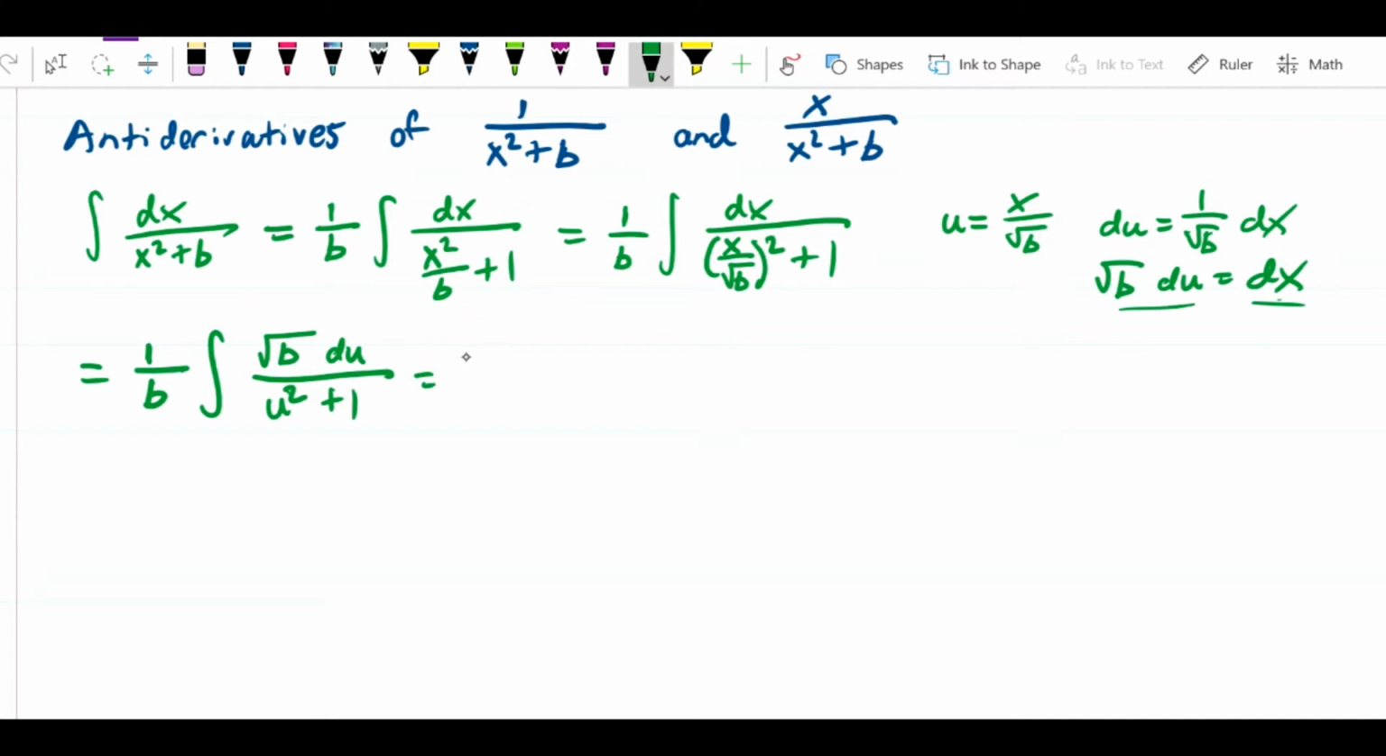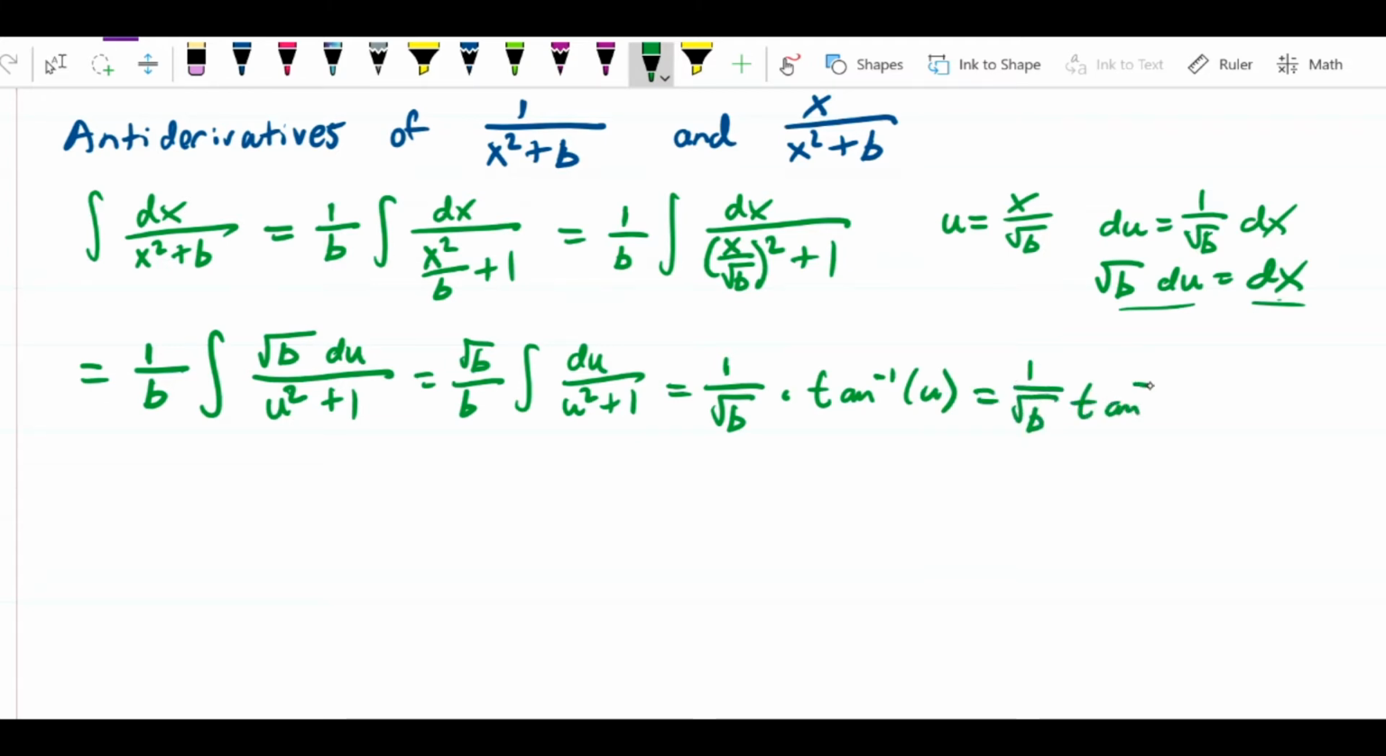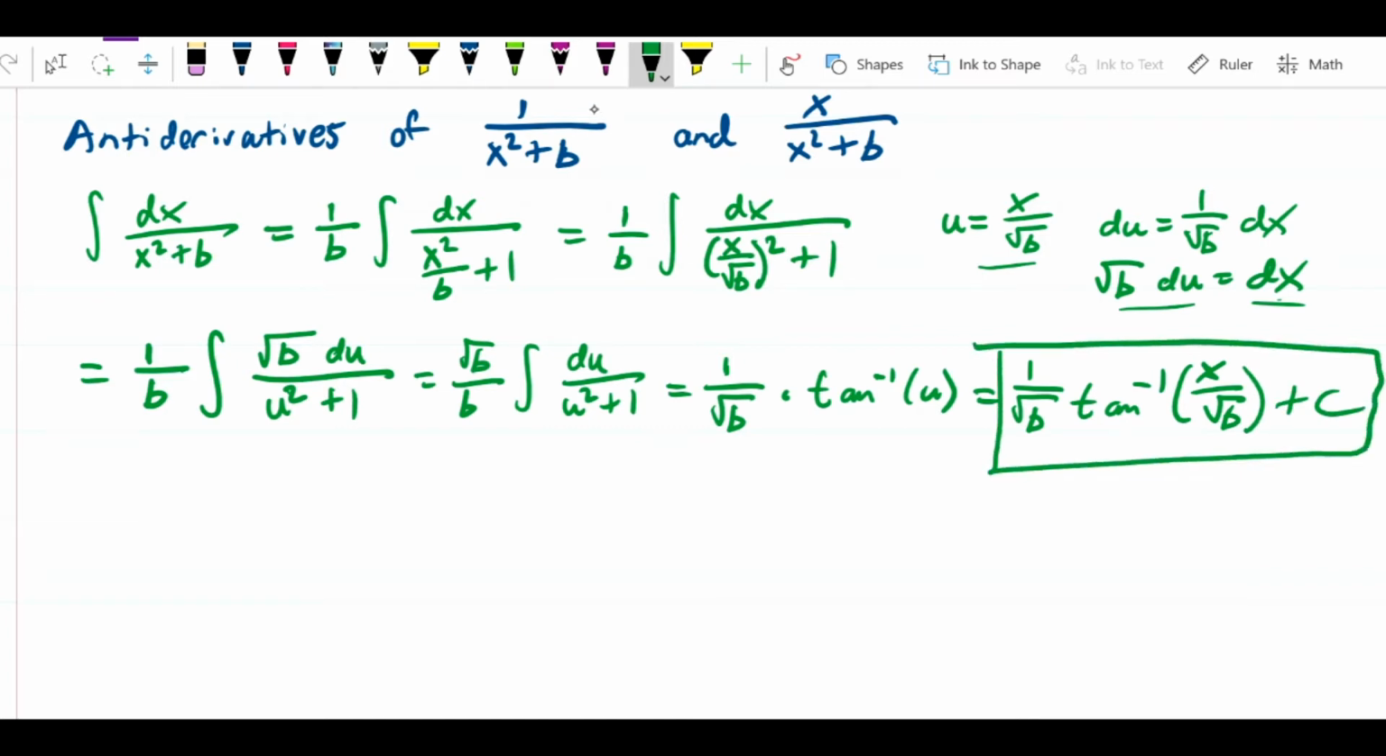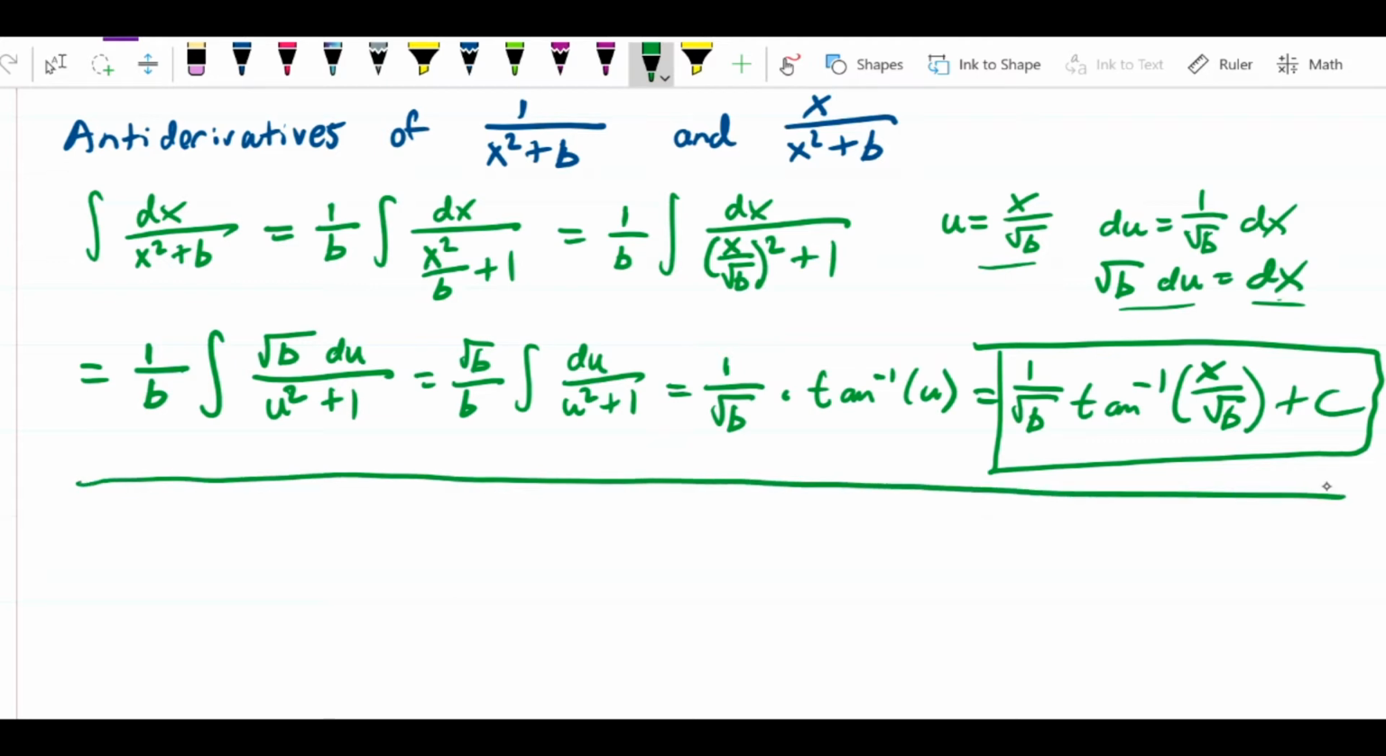This is equal to root b over b times the integral of du over u squared plus 1. Root b over b is just 1 over root b, times the antiderivative, which is arctangent of u. So that equals 1 over root b times arctan of x over root b, plus c. That's the antiderivative of expressions that look like 1 over x squared plus b. Now let's do the other one, which is actually a little bit simpler.